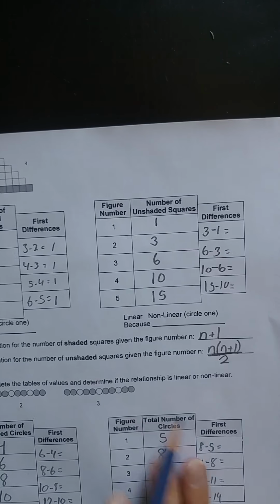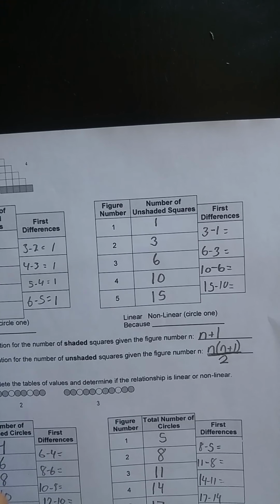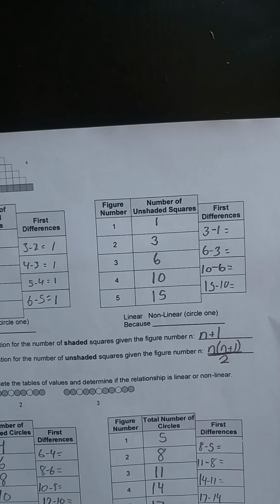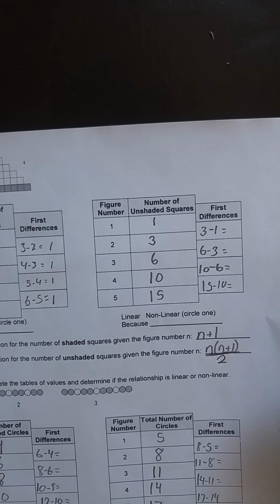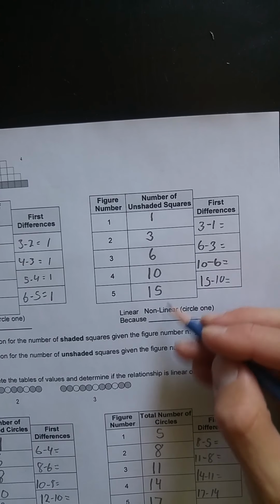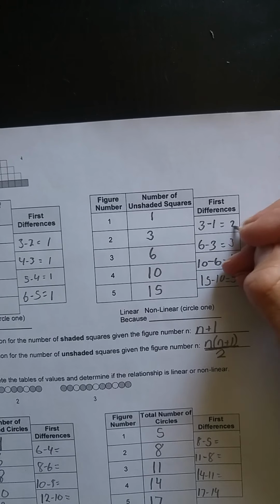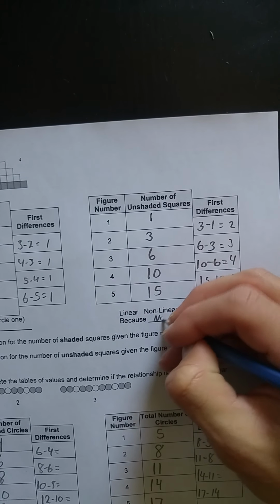Okay, let's look at our next one. So, number of unshaded. So unshaded in the first one is 1, then 3, and then 6, and then 10, and then, you know what? I know it's going to be 15, because it increased by 2, then 3, then 4, then 5. Okay, let's do our second differences. 15 take away 10, 5. So, you can see our second differences are not constant. So we know it's going to be nonlinear.